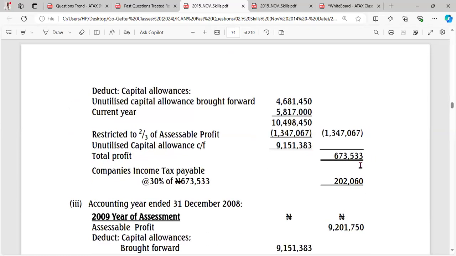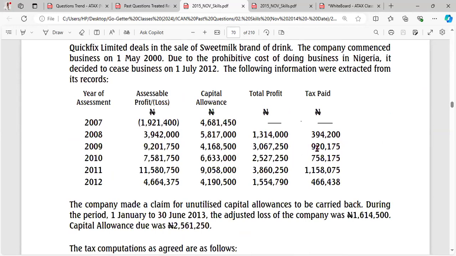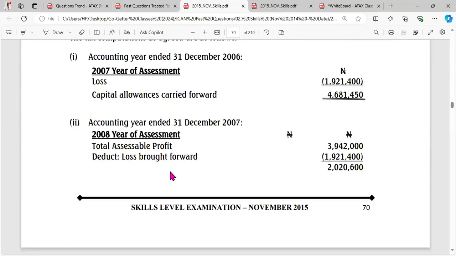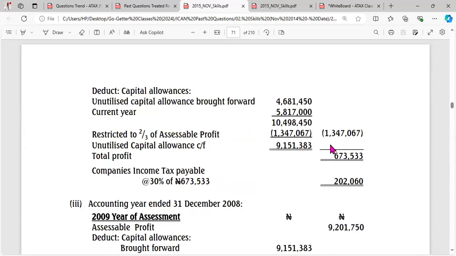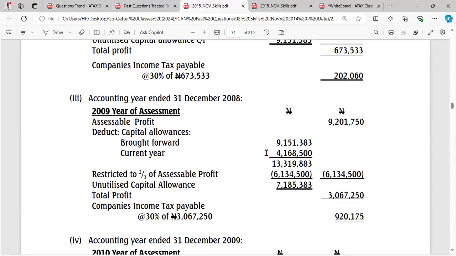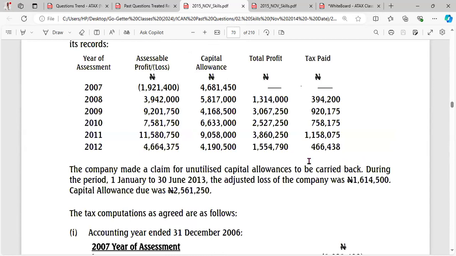Total profit happens to be this, and your income tax was 20260. It's not jiving with this. So there's a need for you to check whether these things here also correspond with these ones here. Okay? So since it is not corresponding, this is the capital allowance brought forward. This is the current year, 4168500. Let's check. That's it here.